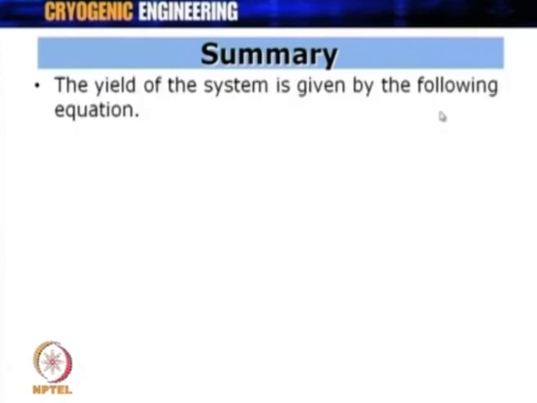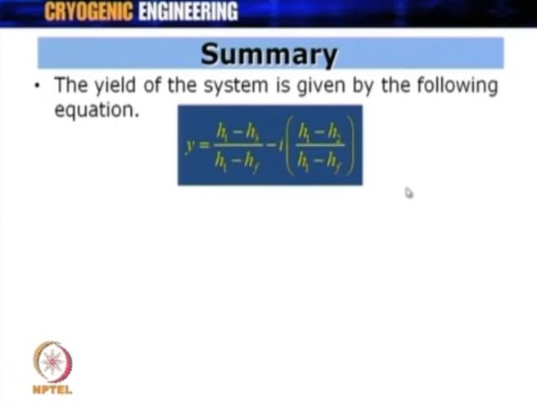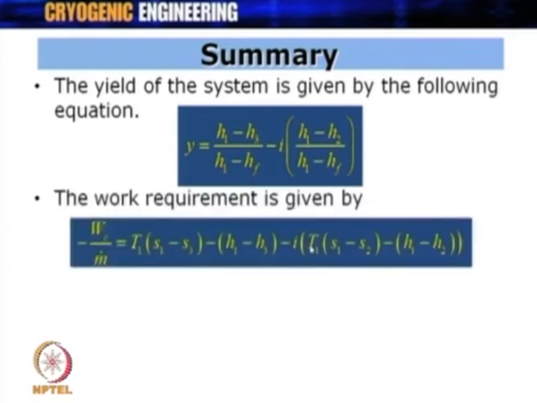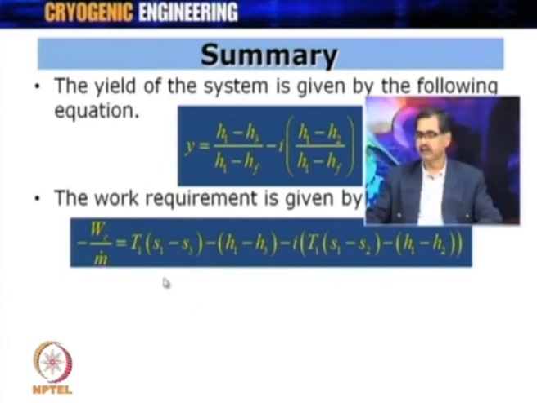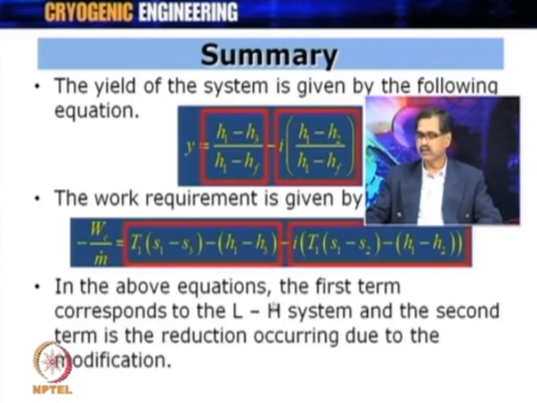The yield of the system is given by the following equation. As you know, Y is equal to (H1 minus H3) upon (H1 minus HF) minus I times (H1 minus H2) upon (H1 minus HF). The work requirement also is given by this expression, as if we are going to compress from 0.1 to 0.3 and then reducing the work in the ratio of I from 1 to 2. In the above expressions, the first term corresponds to the Linde-Hampson system and the second term is the reduction occurring due to the modification.